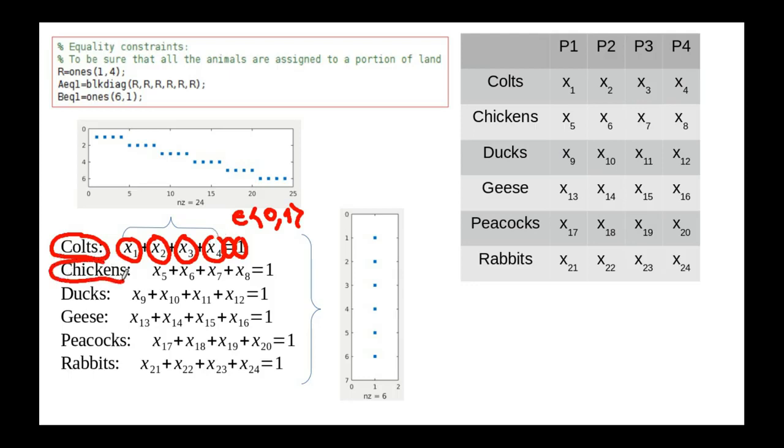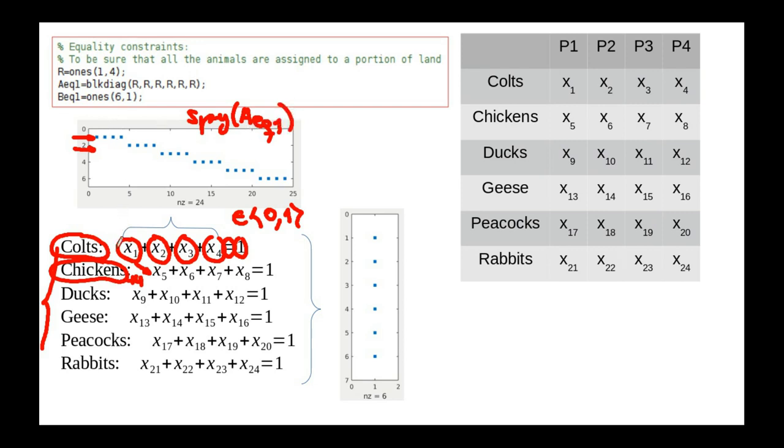The same goes for the chickens. But as you can see here, I have added 4 positions in the array, because every animal is 4 positions long. So, how can I tell this to MATLAB? At the end, as you can see, I have 1, 2, 3, 4, 5, 6 constraints. Here we are, constraint number 1, 2, 3, 4, 5, and 6. This is Aeq, the equality constraint matrix.